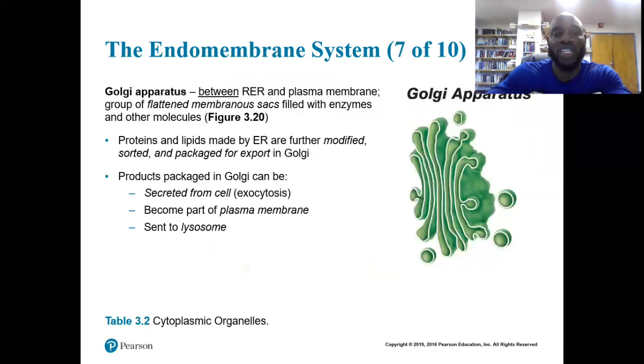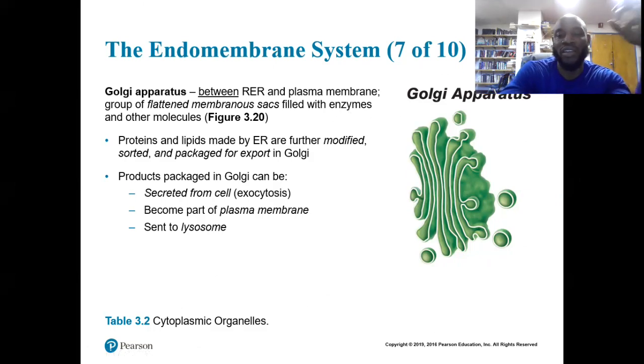We also have the Golgi apparatus between the rough endoplasmic reticulum and plasma membrane. These are flattened membranous sacs filled with enzymes and other molecules. Proteins and lipids made by the endoplasmic reticulum are further modified, sorted, and packaged for export in the Golgi.